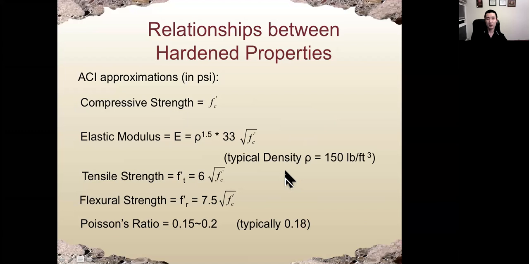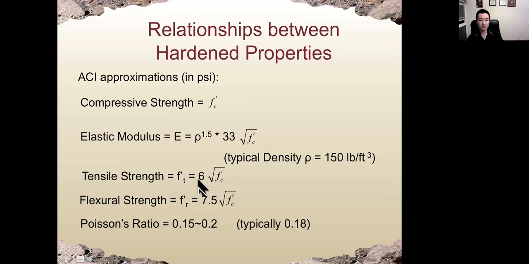Okay. This slide shows some correlation, which is not very accurate, between the compressive strength of concrete and other hardening properties. This is based on ACI, the American Concrete Institute. If the compressive strength of concrete is f'c, we can estimate the elastic modulus of concrete based on this equation. Rho is the density of concrete, which is around 150 pounds per cubic foot.